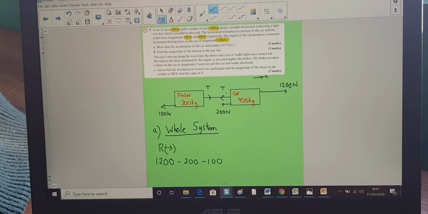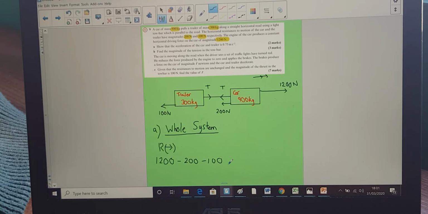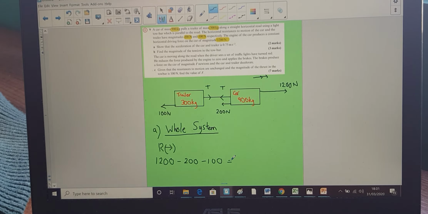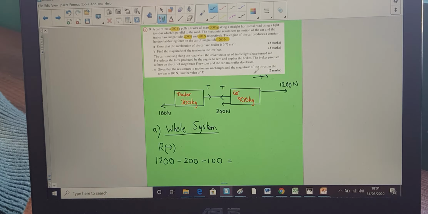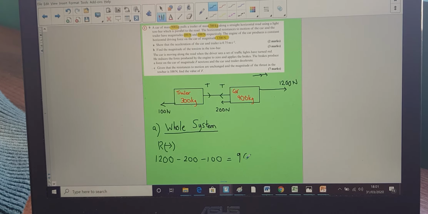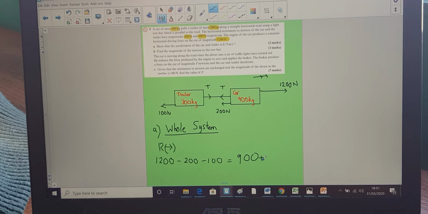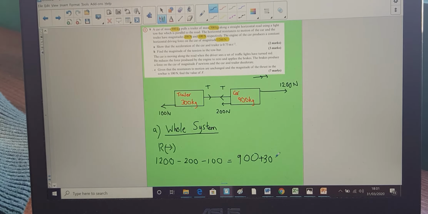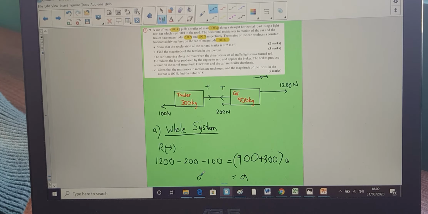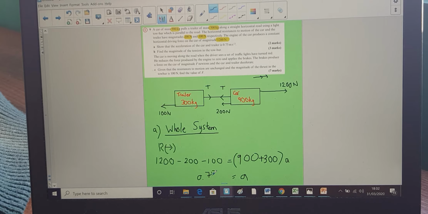Again, I could do minus T plus T, but those two would cancel each other out. So this is the resultant force. That's equal to the total mass, which is 900 plus 300, because I'm looking at the whole system, times the acceleration. I don't know what the acceleration is, but I've got everything I need there. If I just rearrange that to make A the subject, we should get A equals 0.75 meters per second squared. That's a nice question because it even tells us what it wants the answer to be.